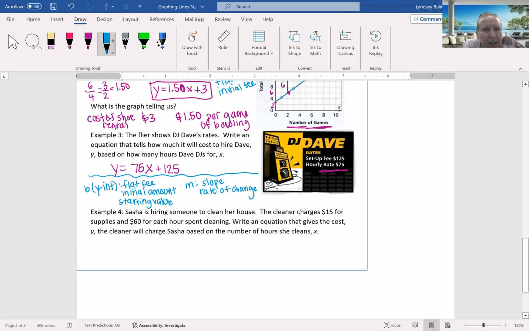Last one. Sasha's hiring someone to clean her house. The cleaner charges $15 for supplies and $60 for each hour spent cleaning. Write an equation that gives the cost y the cleaner will charge Sasha based on the number of hours she cleans, which we're calling x. So y equals, we have 60 for each hour, and the number of hours is x. So it's going to be 60x. And then $15 for supplies. Doesn't matter how long she's there for. That's our y-intercept. So plus 15.